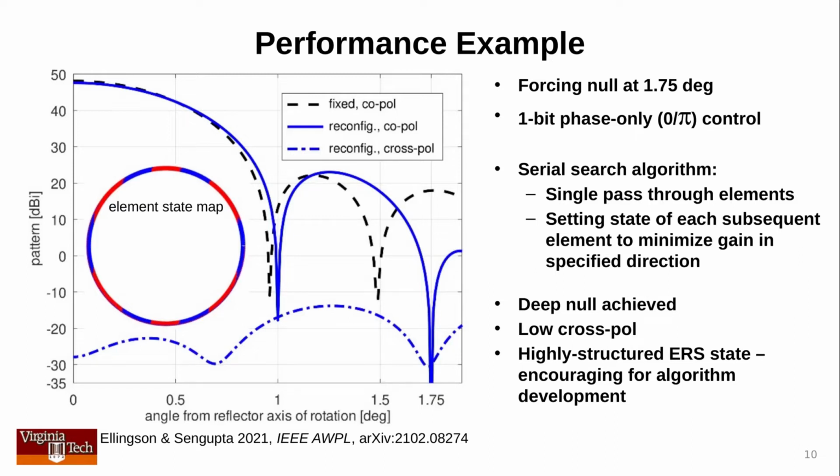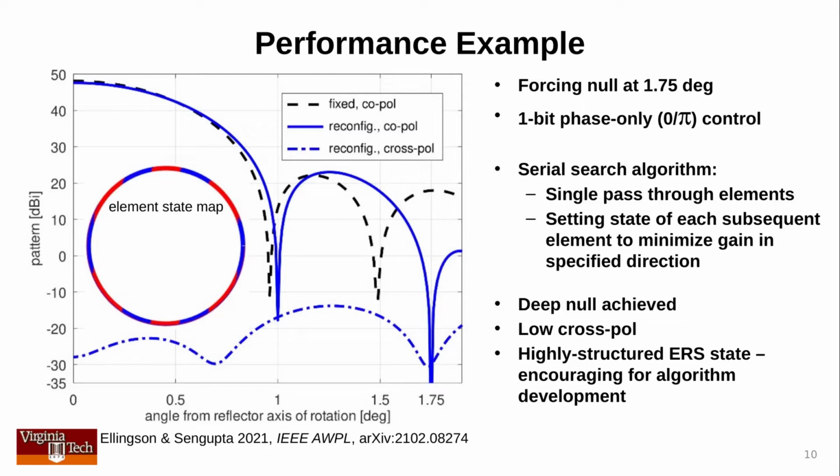To calculate results, we need an algorithm to set the element states. The algorithm used here is called serial search, and it is just the simplest thing that you can imagine doing. All you do is you go through the elements one by one, and you set the phase based on whether the gain in the direction of the desired null goes up or down. When you've done that for all the elements, you stop. The result after serial search is the blue solid line, and the thing to see here is that we have in fact put a deep new null exactly where we intended. So the method works even using the simplest possible method.